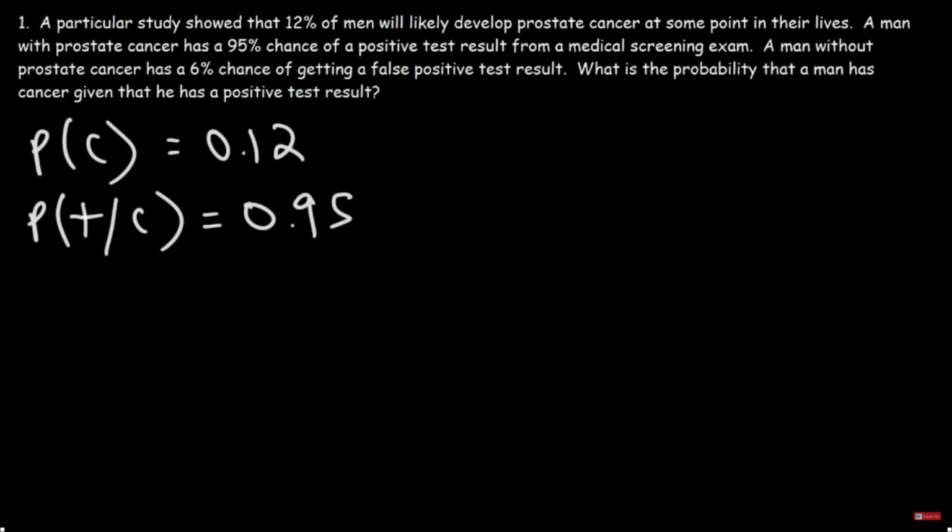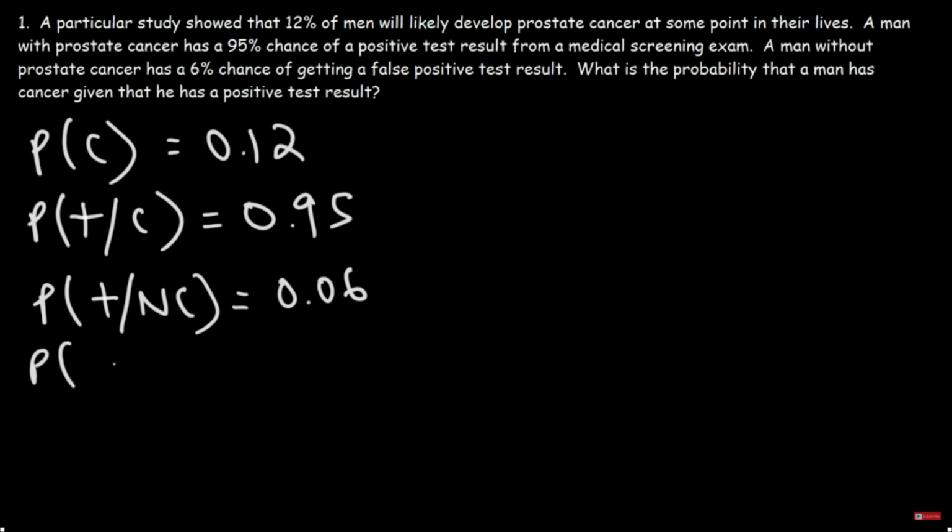Now, what about the third sentence? A man without prostate cancer has a 6% chance of getting a false positive test result. So the probability of getting a positive test result given that the person does not have prostate cancer is 6% or 0.06. So what is the probability that the person has cancer given that he has a positive test result? That's what we need to find.